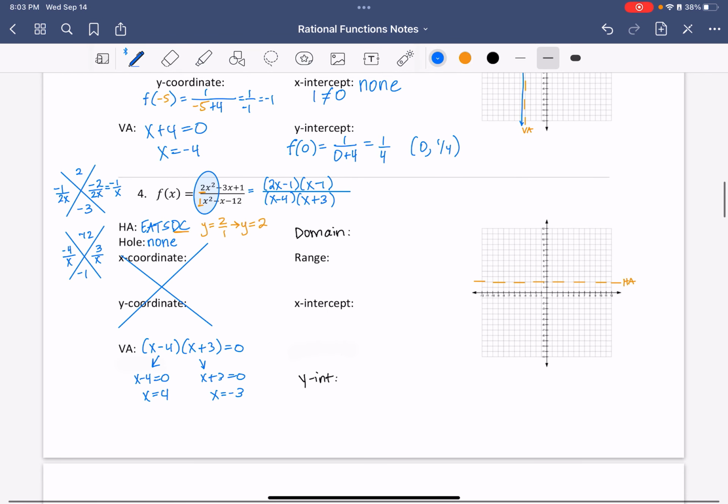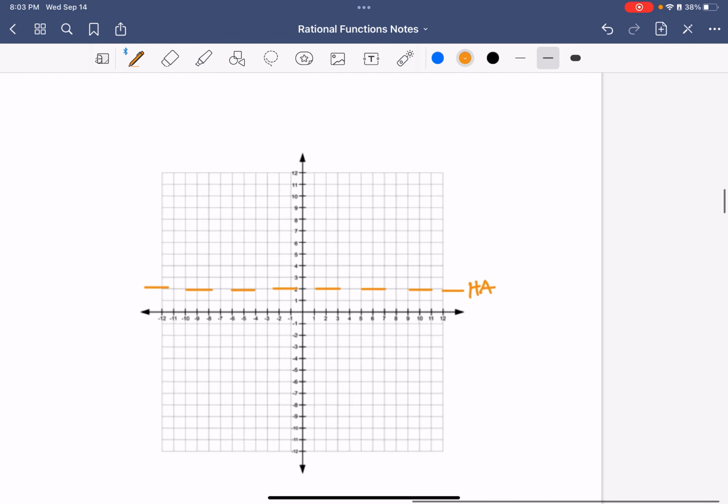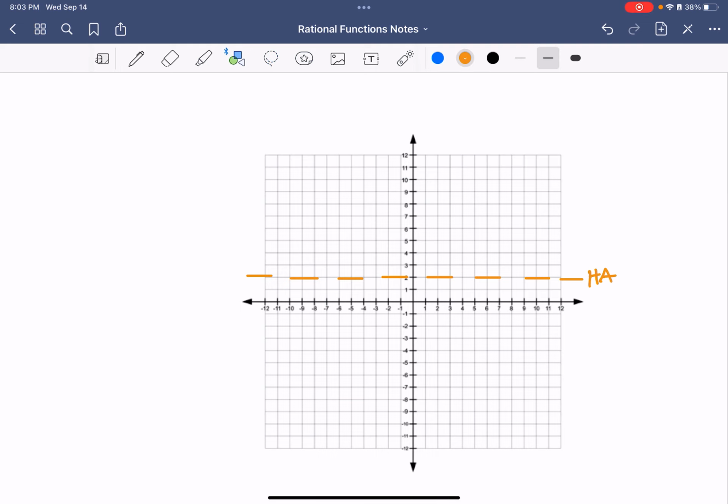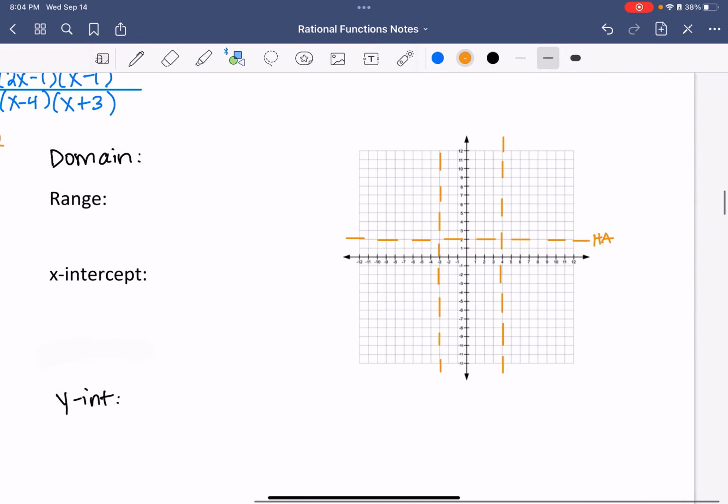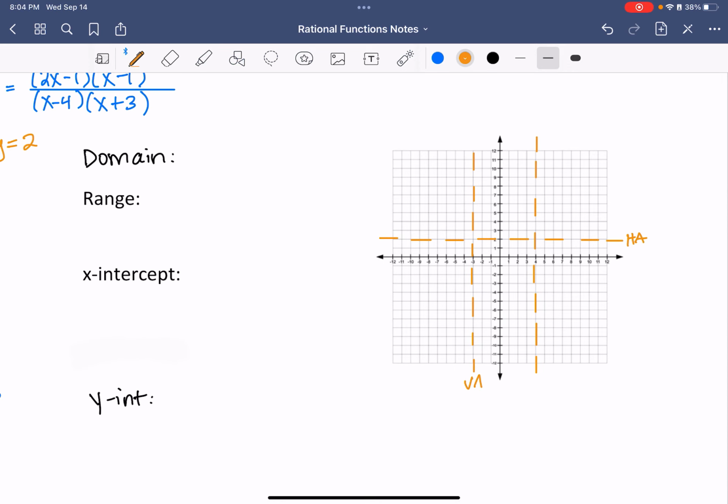So I'm going to draw two dashed lines at +4 and -3. Okay, so these two lines represent my vertical asymptotes.